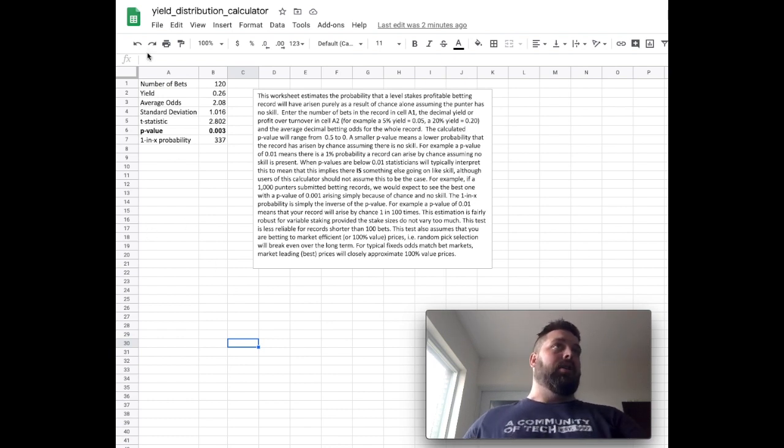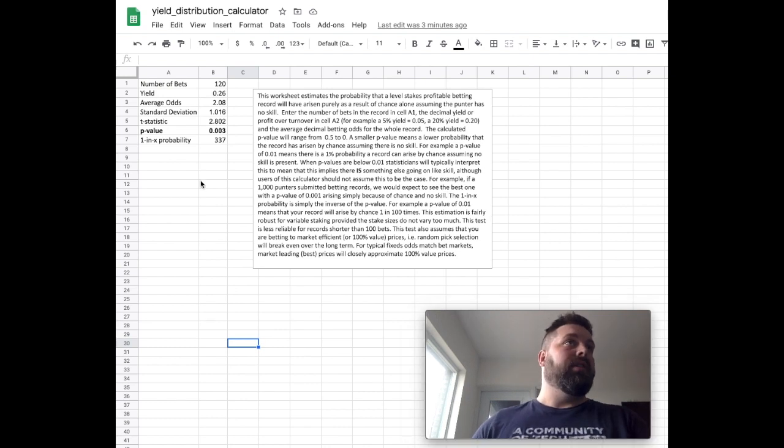So this is a yield distribution calculator. I forget where I got this, but it works great. It's really simple. But essentially, the goal here is that it's just trying to tell you, based on number of bets, odds, yield, things like that, whether your outcomes are likely due to luck or to skill. So I've entered in the number of bets here as well as our yield. So our yield is 26%. That works out to 0.26. Average odds, I use decimal odds. So plus 108 odds is equivalent to 2.08 odds.